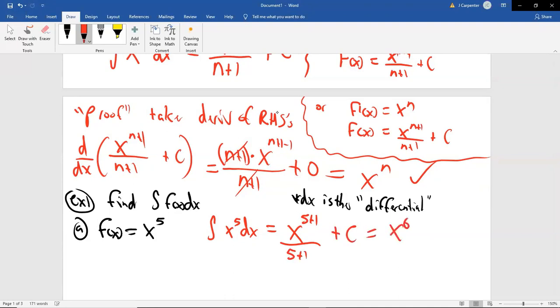So this is x to the 6th over 6. I got a little crazy with that division bar. Plus c. This is it. That's the answer. Or you can write it as 1 over 6 times x to the 6th plus c. That's the same answer. X to the 6th over 6 is the same thing as 1 over 6 times x to the 6th.